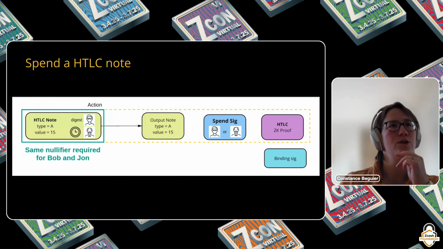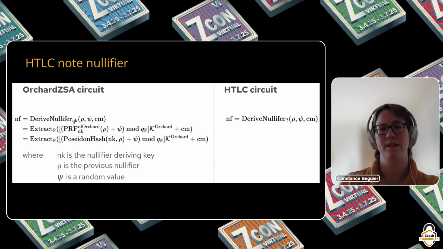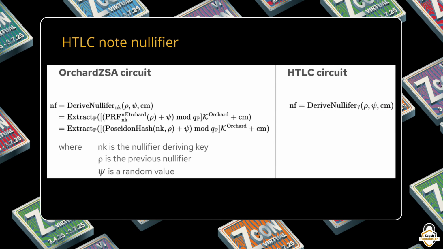But if we look at the nullifier equation, here we have the nullifier deriving key nk, and this nk depends on the signer of the action. So in our case, nk is not the same for Bob and John. So if we use this equation, we will be able to double spend the node. So it is not good. We need to replace nk by something which is the same value for Bob and John. So we could use a reference nullifier key which is the same for Bob and John. We could use a nullifier key which is shared between the both. We could use psi. We have many different options.